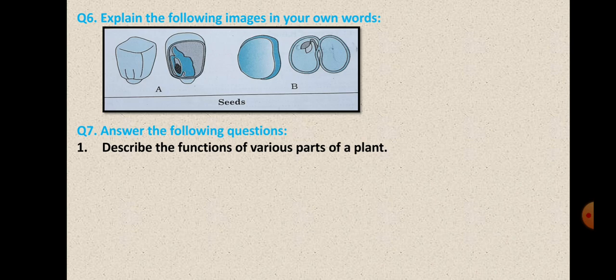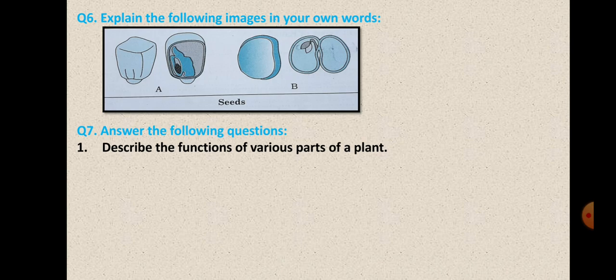So these are the images. The A is a maize seed, whereas the B is a bean seed. Now you have to explain this. This question was again there in the textual exercise, and I had explained it to you that time. So this you will write in your own words. I'll just tell you what you are supposed to write.